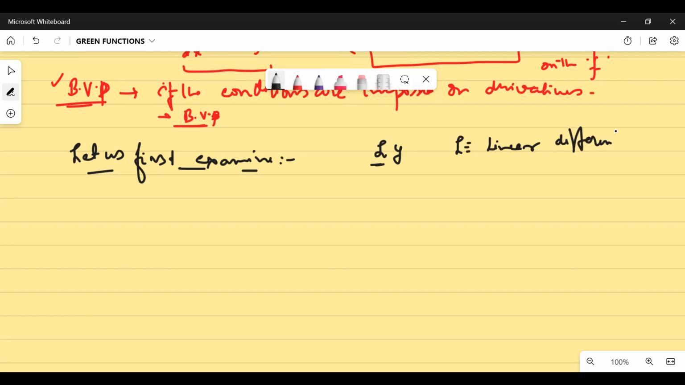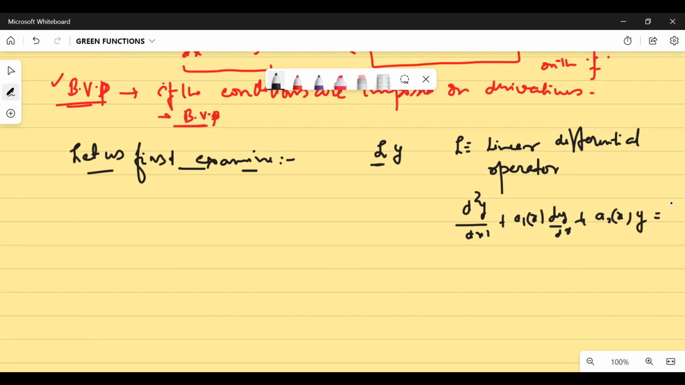Okay. However, I'm not writing it. I'm starting it quite basic, so I'm not going to use it. But let's say this is the case: d2y/dx2 plus a1(x) dy/dx plus a2(x) y equals f(x). Whenever f(x) comes here, this is called an inhomogeneous differential equation. Because if your f(x) is 0, then you have a homogeneous differential equation. But if f(x) is not 0, this is called an inhomogeneous differential equation.